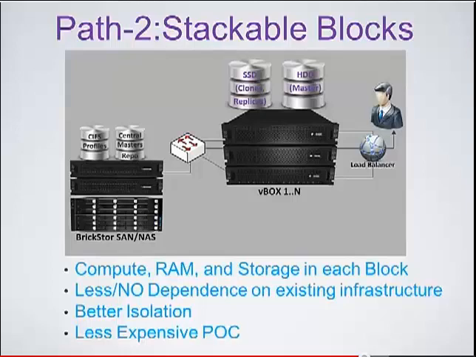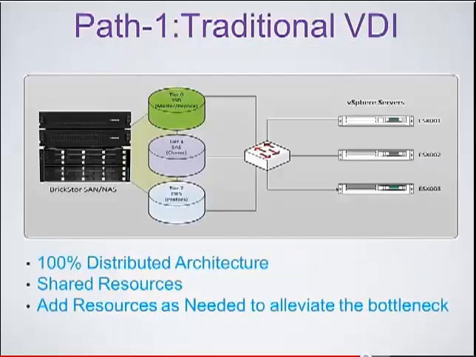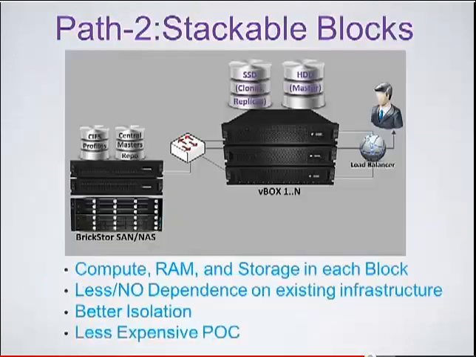So I'm going to get into a little bit of this. But the other part of that is the isolation. In that other approach, if we go back, you can see everything's reliant on that same network and on that single storage device. If one of those goes out, everybody's out of business. In this approach, you have isolation. If one VBox goes out, the only people that are going to be affected are the people on that VBox. They'll just simply have to log back in to another VBox.